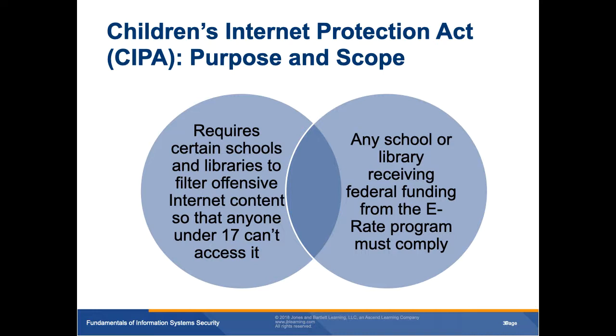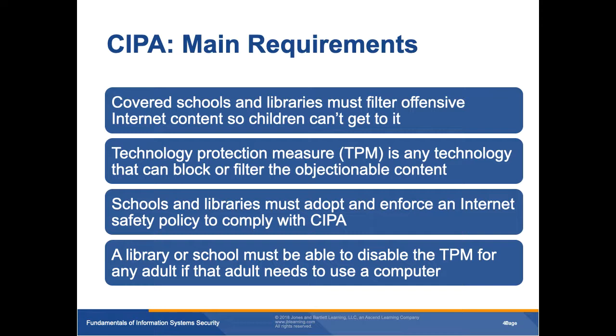Children's Internet Protection Act, or CIPA, requires certain schools and libraries to filter offensive internet content so that anyone under 17 can't access it. Any school or library receiving federal funding from the E-rate program must comply. It covers schools and libraries, which must filter offensive internet content so children can't get to it, and technology protection measures is any technology that can block or filter the objectionable content.